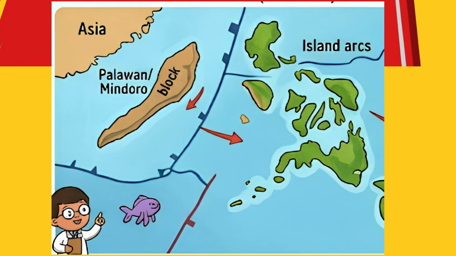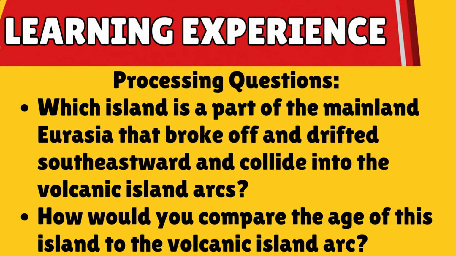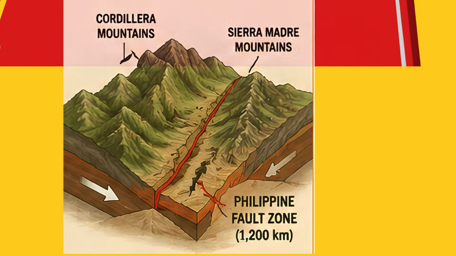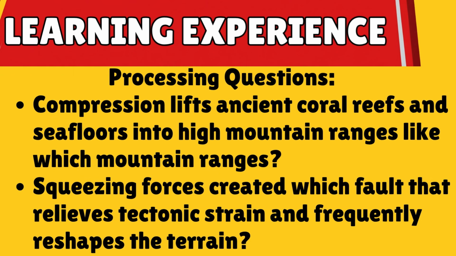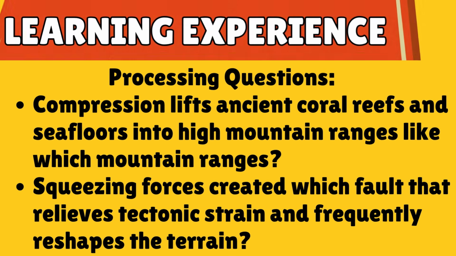And now for the picture of Palawan. Which island is a part of the mainland Eurasia that broke off and drifted southeastward and collided into the volcanic island arcs? Then, how would you compare the age of this island to the volcanic island arc? Now for the picture of mountains and the Philippine fault. Compression lifts ancient coral reefs and seafloors into high mountain ranges. Like which mountain ranges? Squeezing forces created which fault that relieves the tectonic strain and frequently reshapes the terrain?